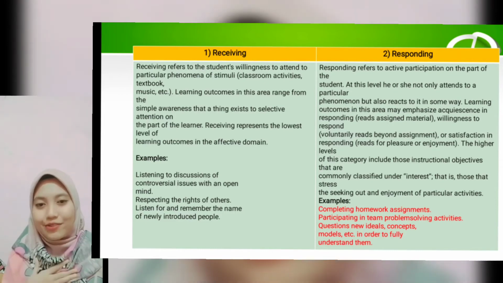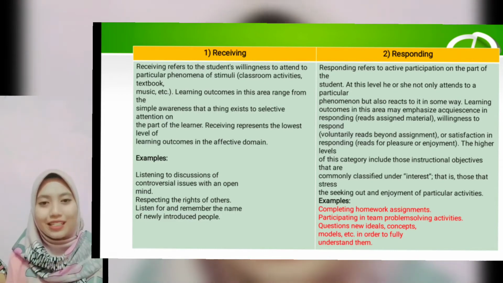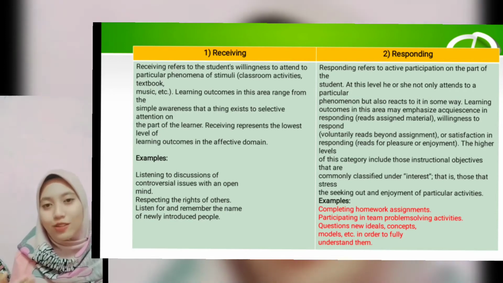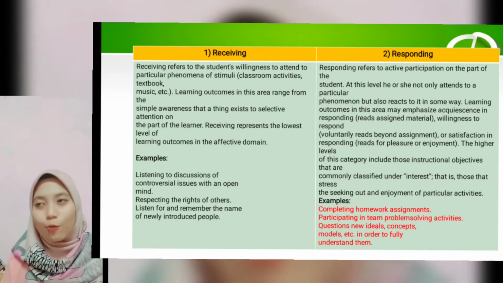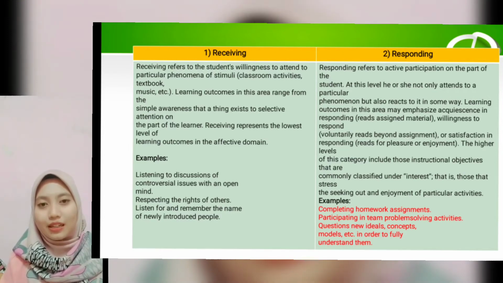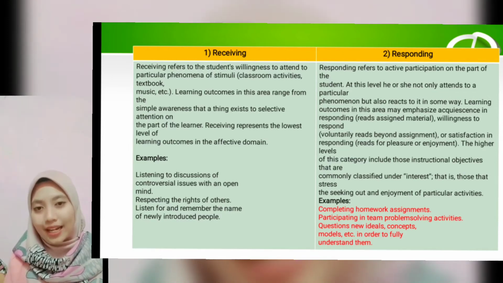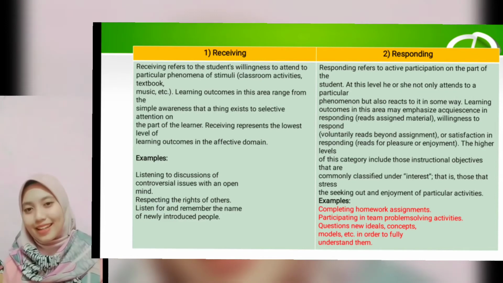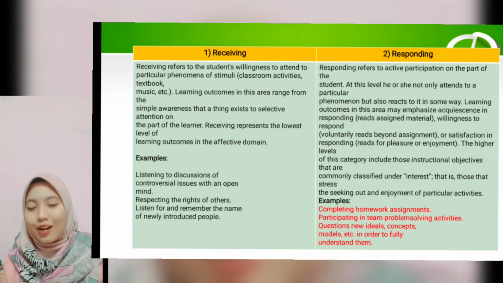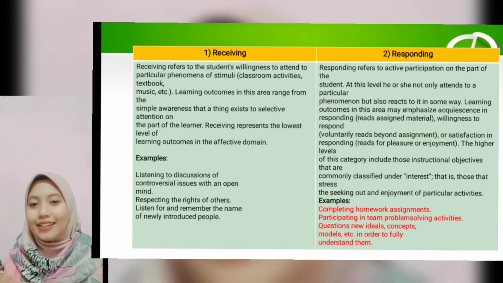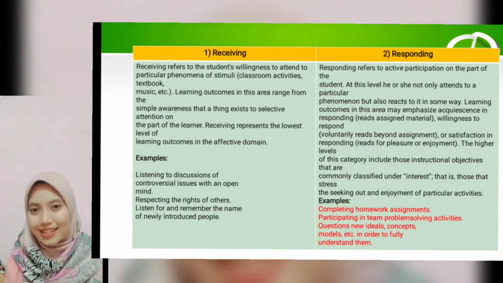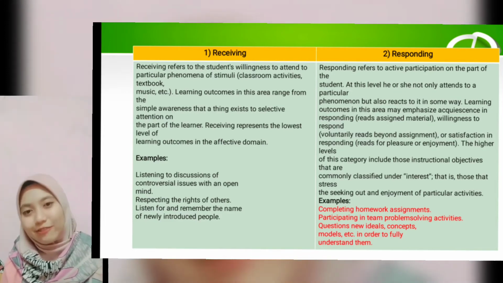For example, for receiving in class, you can see that your students can receive what other people said, what other people think. It can be said that when your students receive what other people say, their opinions, this shows that your students are ready to receive something.